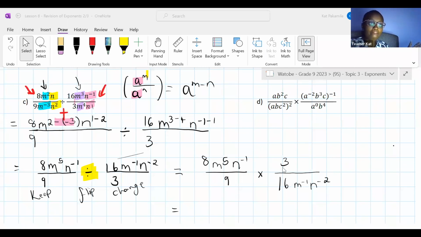Yes, you guys are saying the same thing basically. So we're going to take the 8 and 16 and simplify it. 8 goes into itself once and into 16 twice. 3 goes into itself once and into 9 3 times.